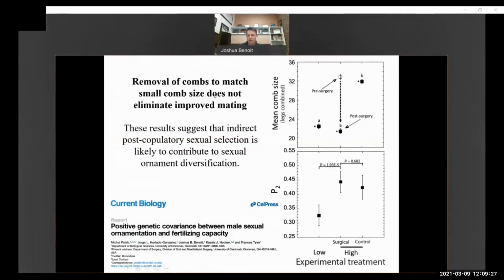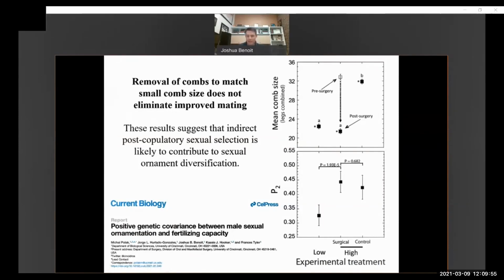And so what we were able to see is that we were able to remove the sex combs, make them about the same size as the ones with the low sex combs. And when you actually break these down, you do not see a reduction in the improved mating or fertility. This suggests that indirect post-copulatory sexual selection is likely to contribute to ornament diversification.